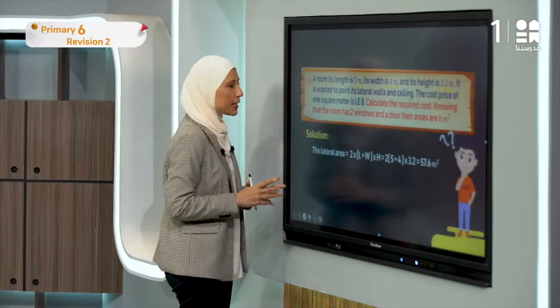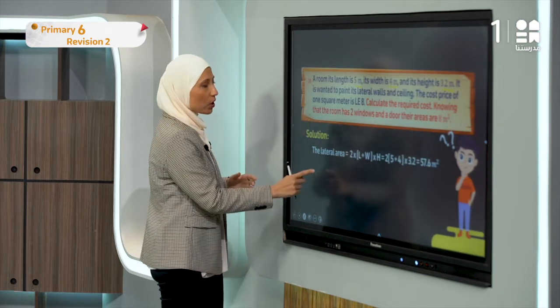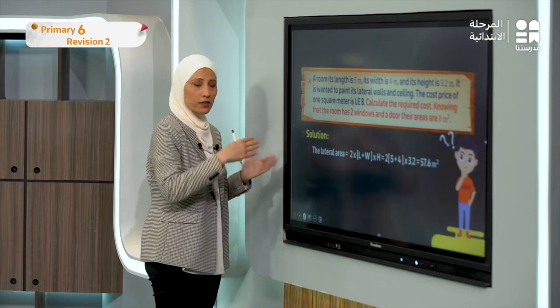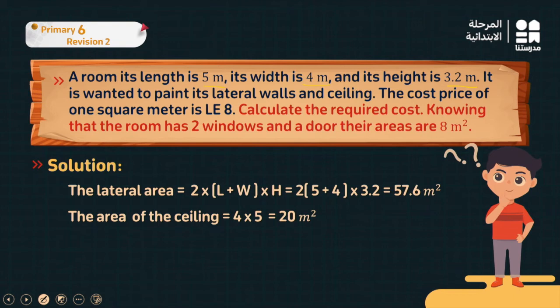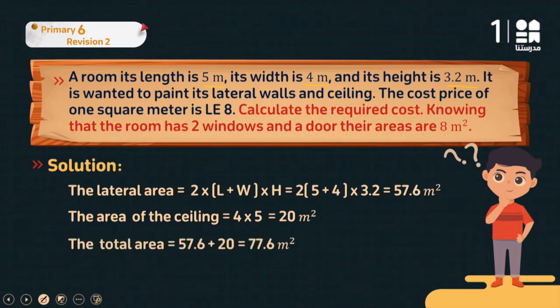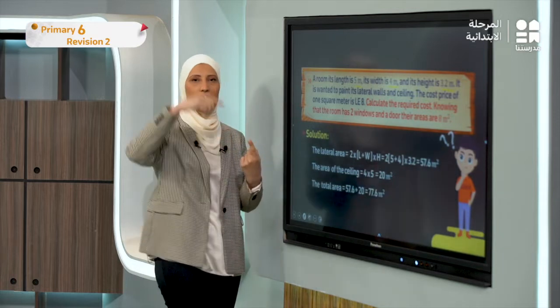Okay, let's see, I'm supposed to find the area of the ceiling. So the area is length times width. So I will find the area of the ceiling equals 4 times 5 equals 20. Now I can find the total area. I will add 57.6 plus 20. So it will be 77.6 meters square. It represents the area of the 4 walls and the ceiling.